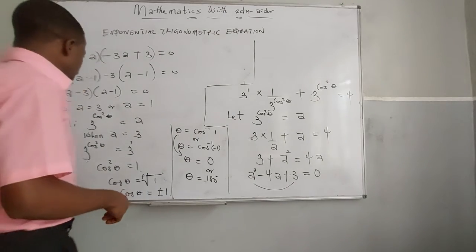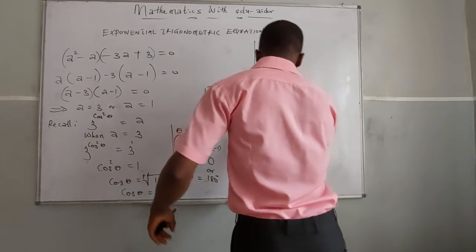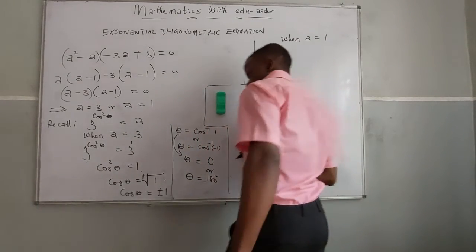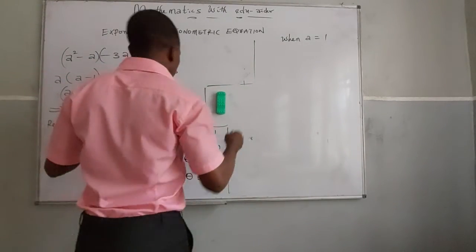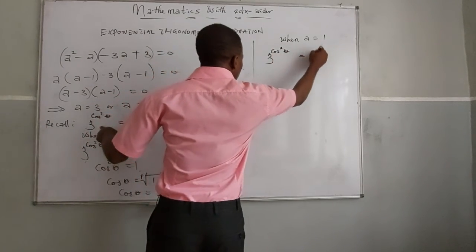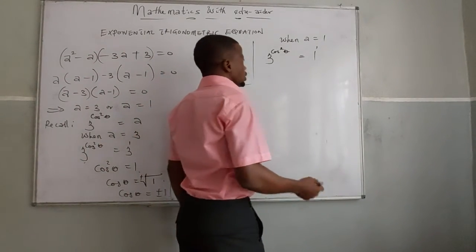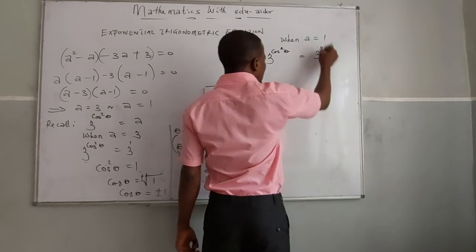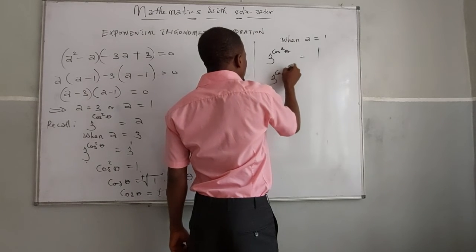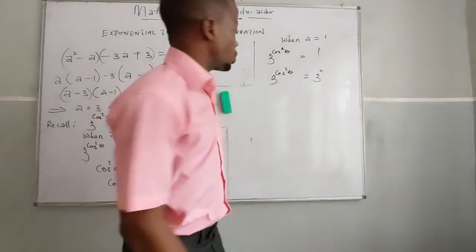What happens when a is 1? So write that out. When a is equal to 1, you say again, 3 raised to power cos squared theta is equal to 1. So what happens here? Raised to power 1 doesn't change anything. So 1 is the same thing as 3 raised to power 0. That means 3 raised to power cos squared theta is equal to 3 raised to power 0, because 3 raised to power 0 is the same thing as 1. So we are good to go.